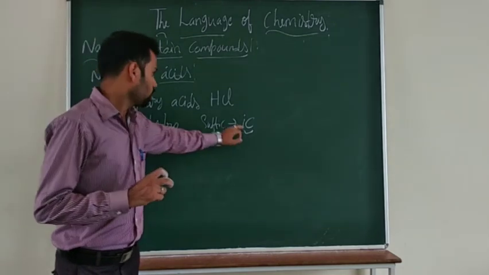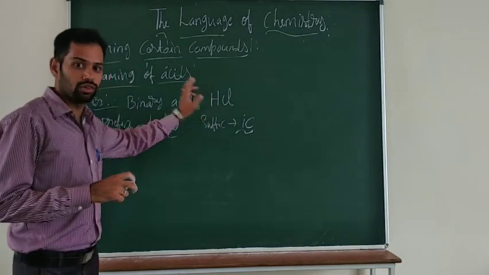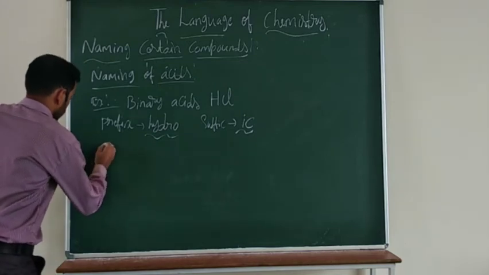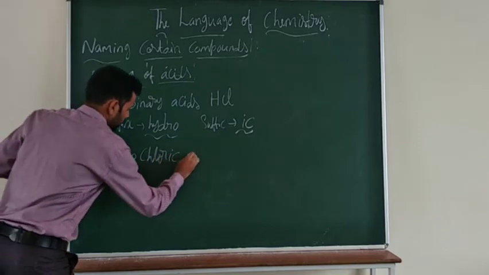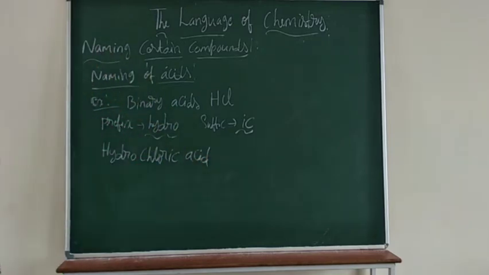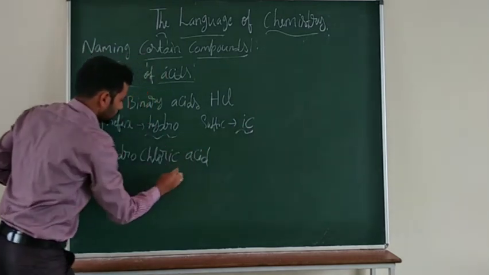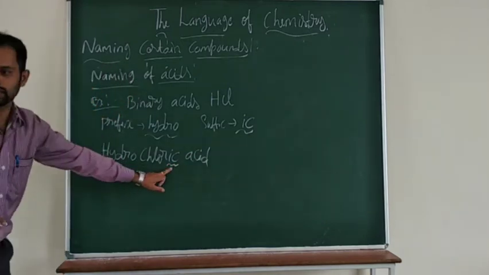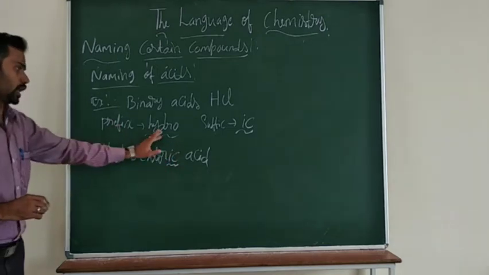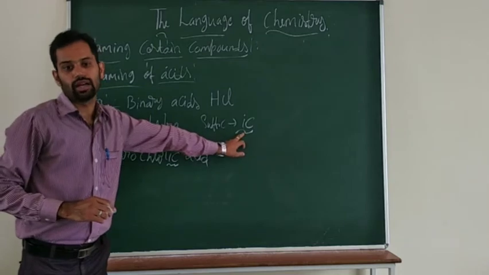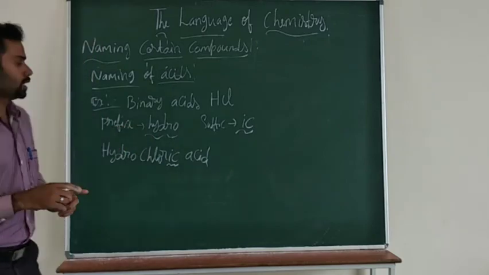Then we will start with the first element name only. Hydrogen is there, no? That's why we use hydro. So the name now: hydrochloric acid. Prefix hydro, suffix IC. Chloric. Hydrochloric acid. So prefix you should use hydro and suffix you should use IC.